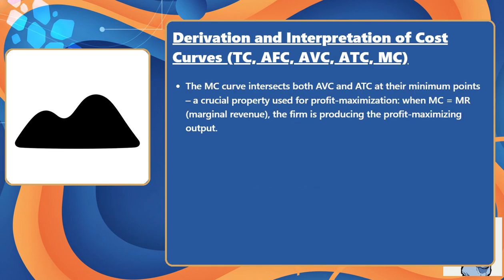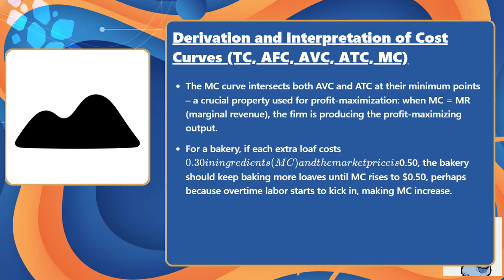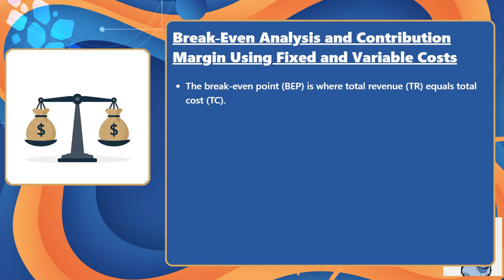The MC curve intersects both AVC and ATC at their minimum points, a crucial property used for profit maximization. When MC equals MR, marginal revenue, the firm is producing the profit-maximizing output. For a bakery, if each extra loaf costs 30 cents in ingredients, MC, and the market price is 50 cents, the bakery should keep baking more loaves until MC rises to 50 cents, perhaps because overtime labor starts to kick in, making MC increase.